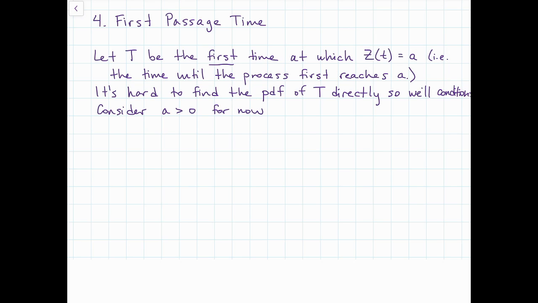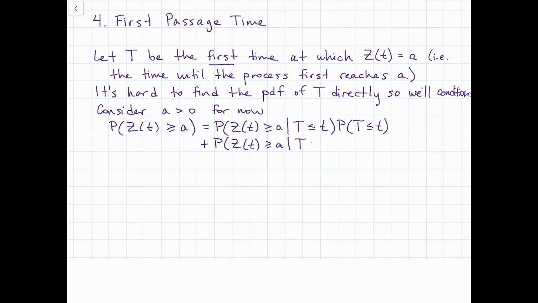So for now, we'll consider a positive value of a, and we want the probability that z of t is greater than or equal to a. Well, using conditioning, we can write this as the probability that z of t is greater than or equal to a conditional on capital T being less than or equal to little t, times that same probability, plus the probability z of t is greater than or equal to a given capital T is bigger than little t, times that same probability. All we're doing here is just using the law of total probability or the partition rule, using a partition of capital T is greater than or less than little t.